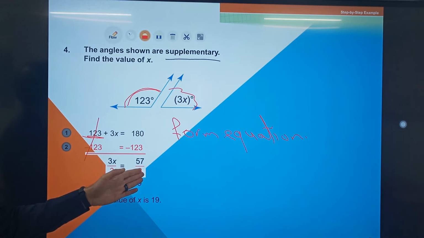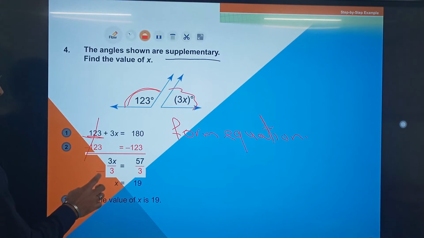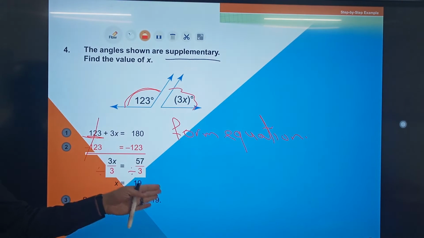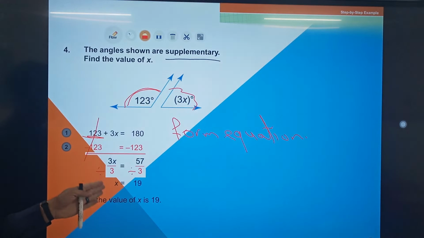Equal to 57. We will divide both sides by 3. So 3x is equal to 57, divided on both sides by 3. So x will be equal to what? Equal to 19.